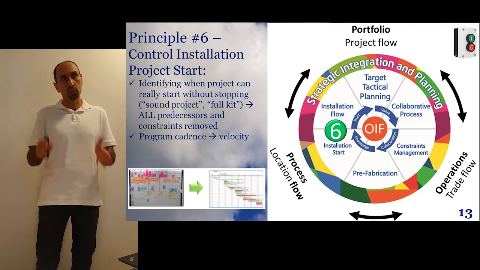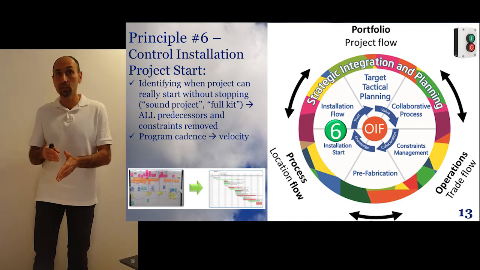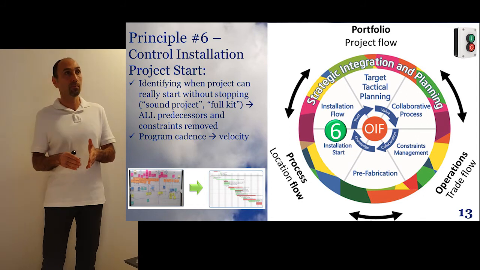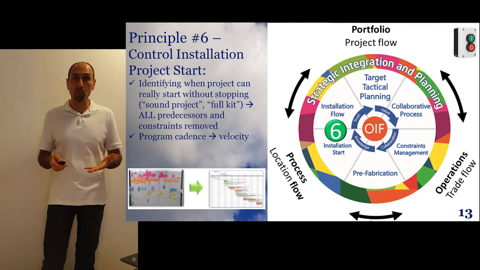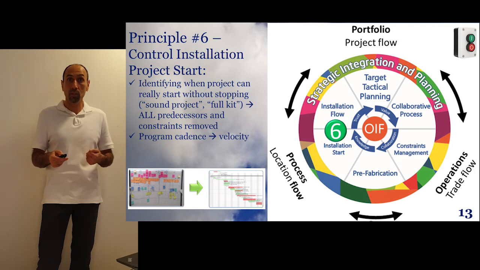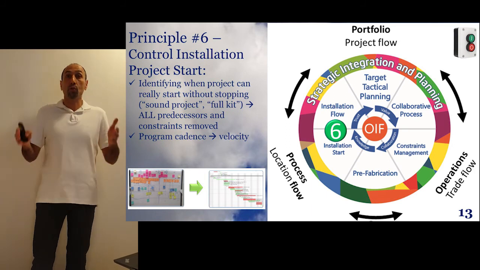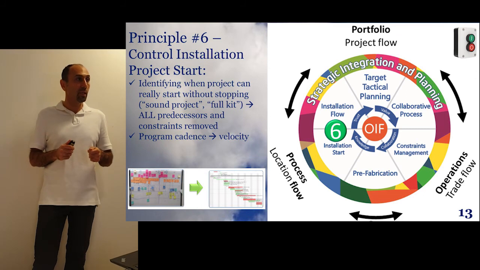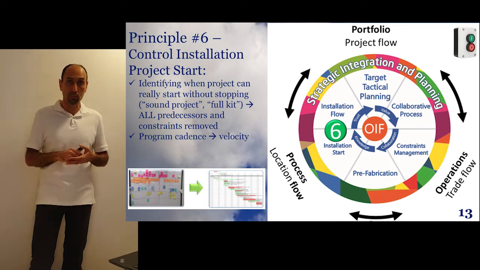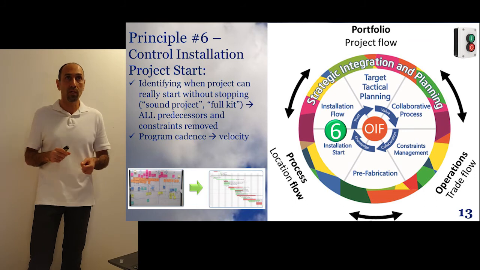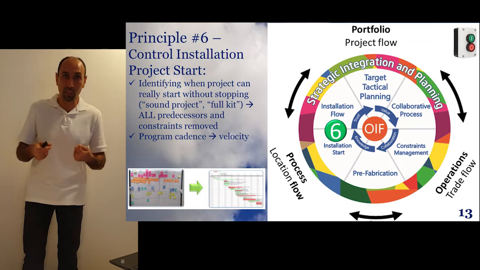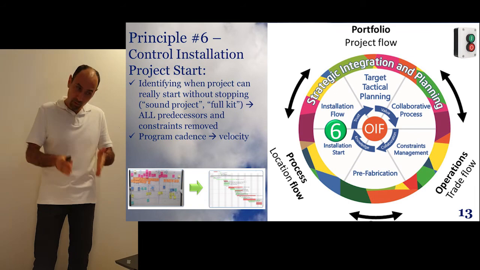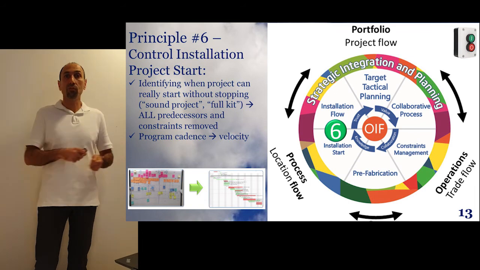Only then, once we start, we can really do it fast, but do it in a very qualitative manner, in a quality manner. Okay? We call it a sound project or having the full kit of the project, not at the task level, but at the project level. Controlling the installation start also helps us reduce the work in progress. Only by reducing the work in progress, we can make sure that we're really committing all of our resources to meet a timely project cadence, manage that velocity.